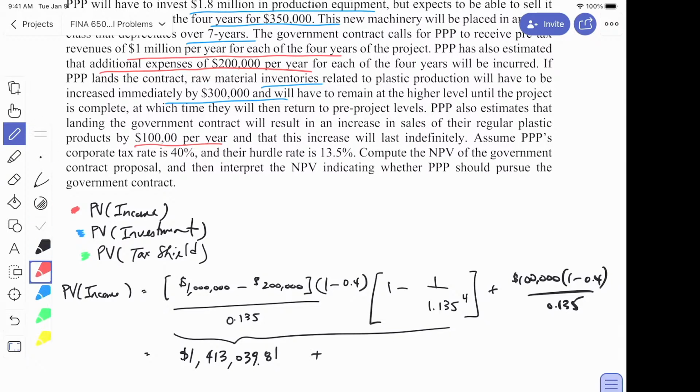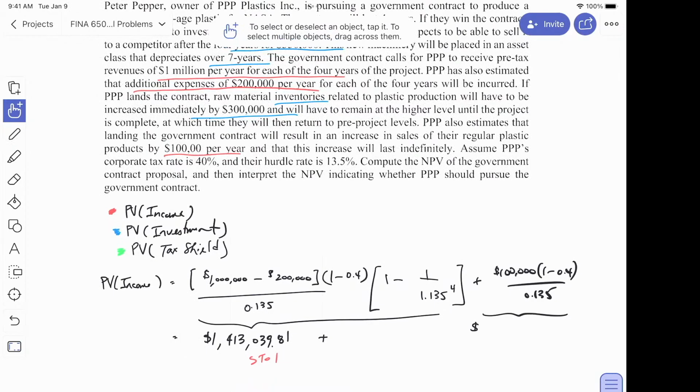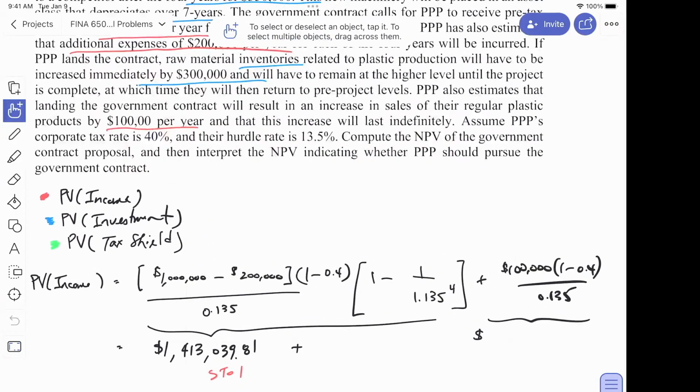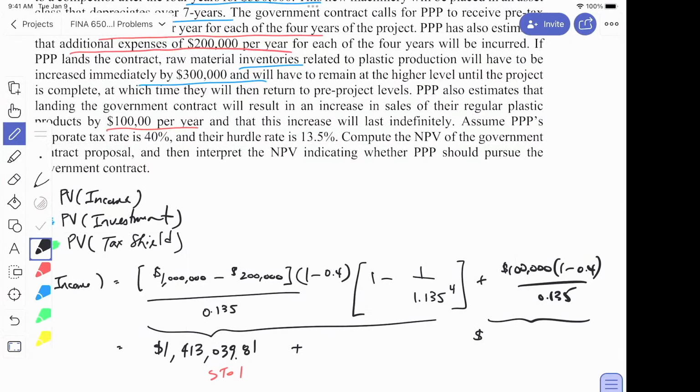So what I would do using my calculator efficiently is I would store that in 1. And then the second portion, what do you get for the perpetuity? What do you get?